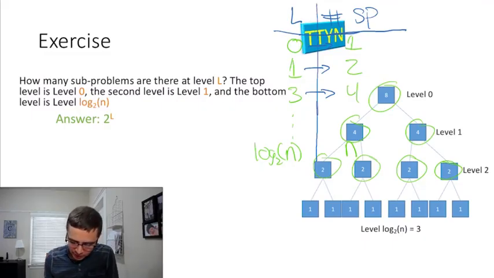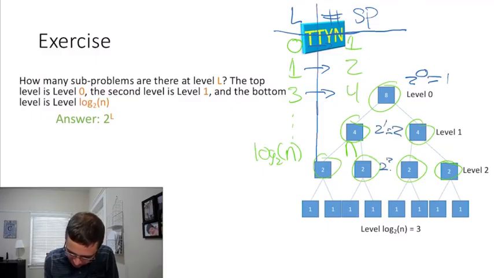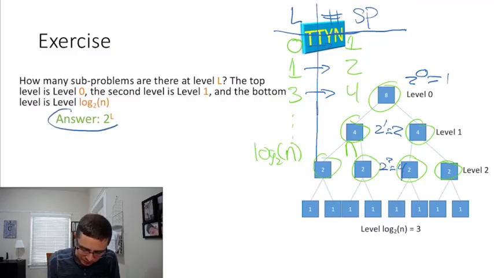At each level you're doubling, which means you're going to multiply by another factor of 2. So here we've got 2 to the 0 is equal to 1. Here we have 2 to the 1 is equal to 2. At this level we have 2 squared is equal to 4. So 2 to the L is the number of subproblems at a given level L. So we needed some function that was based on L.